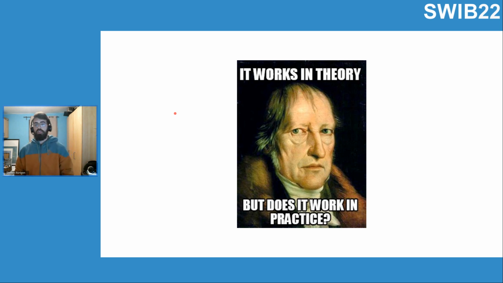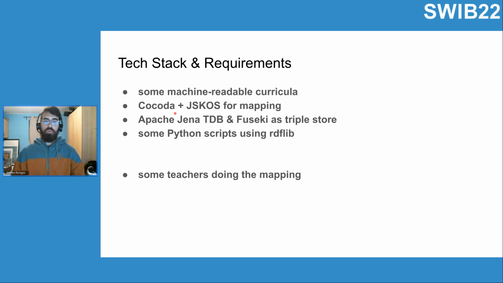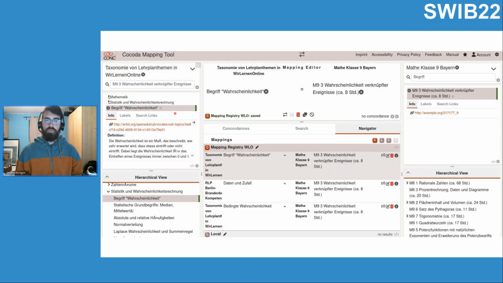So that's the theory, but does it work in practice? So for this, we set up a tech stack consisting of some curricular data we crawled and modeled. We used Cocoda from Jakob and JSKOS. We used Apache Jena as a triple store, scribbled some Python scripts, and yeah, we had some teachers in this hackathon doing the actual mapping, which basically looked like this.